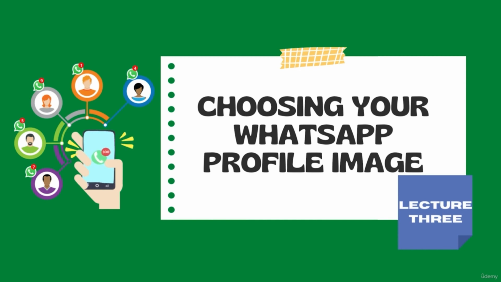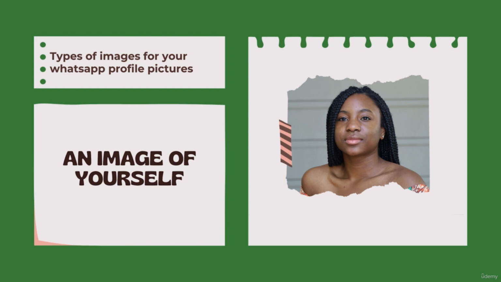Firstly, we go into your profile image. I believe there are 4 basic categories of images you can use in your profile picture. Number 1, an image of yourself. An image of yourself may include a selfie, a portrait image of yourself. This type of profile picture is wonderful for small scale business owners who are just starting up, and you probably know your customers or your clients personally.